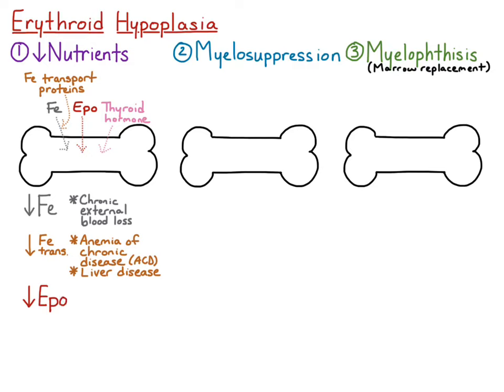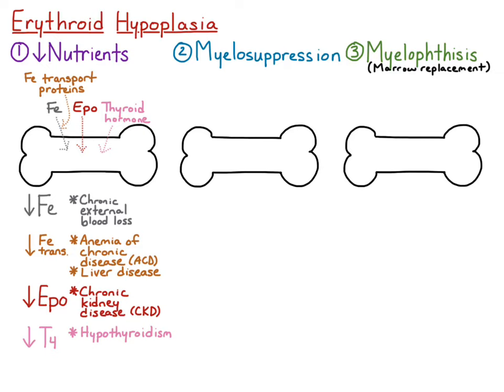Deficiency of erythropoietin occurs with chronic kidney disease, which you may also know as chronic renal failure. And a deficiency of thyroid hormone occurs with something we call hypothyroidism. This is a disease of dogs, which is due to an immune-mediated destruction of the thyroid gland.